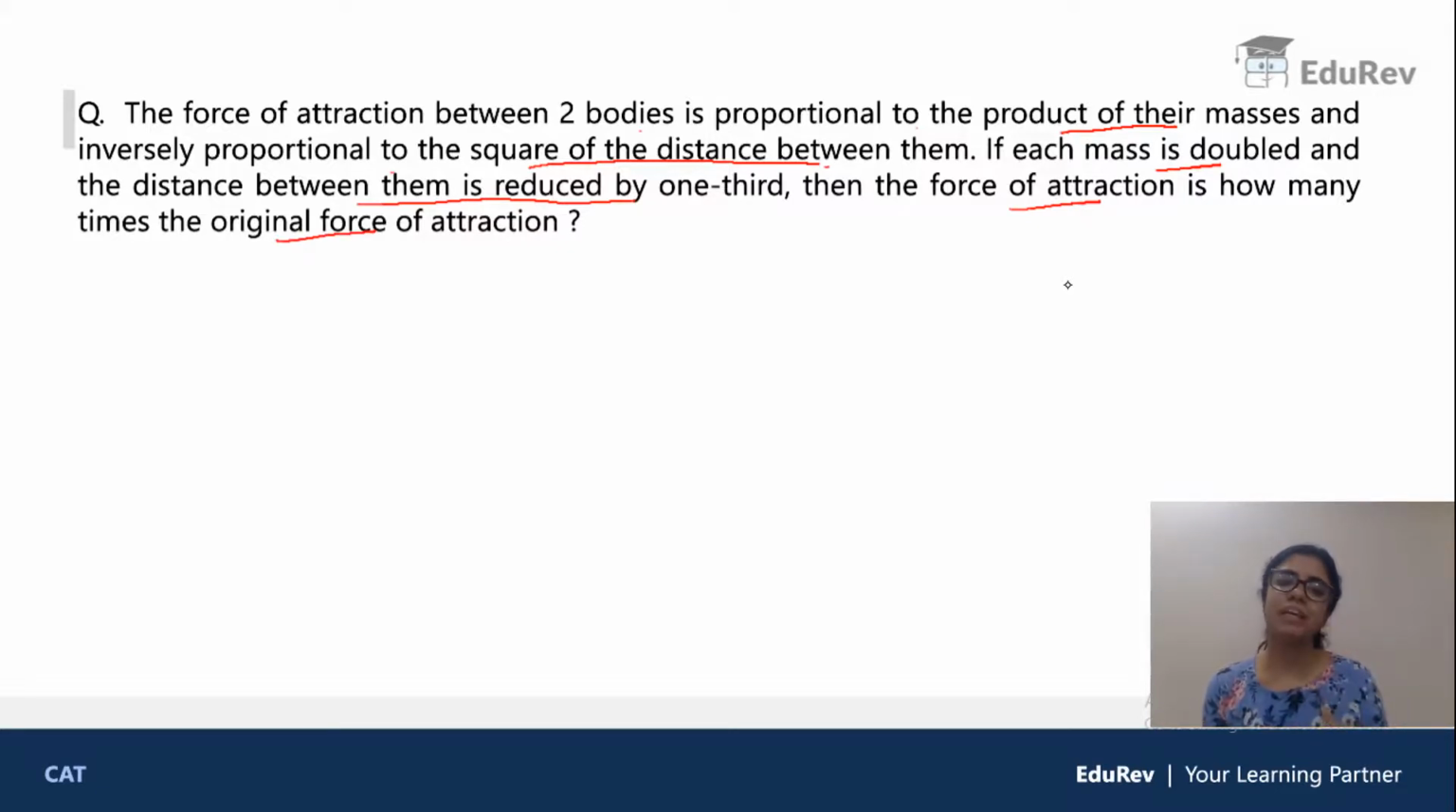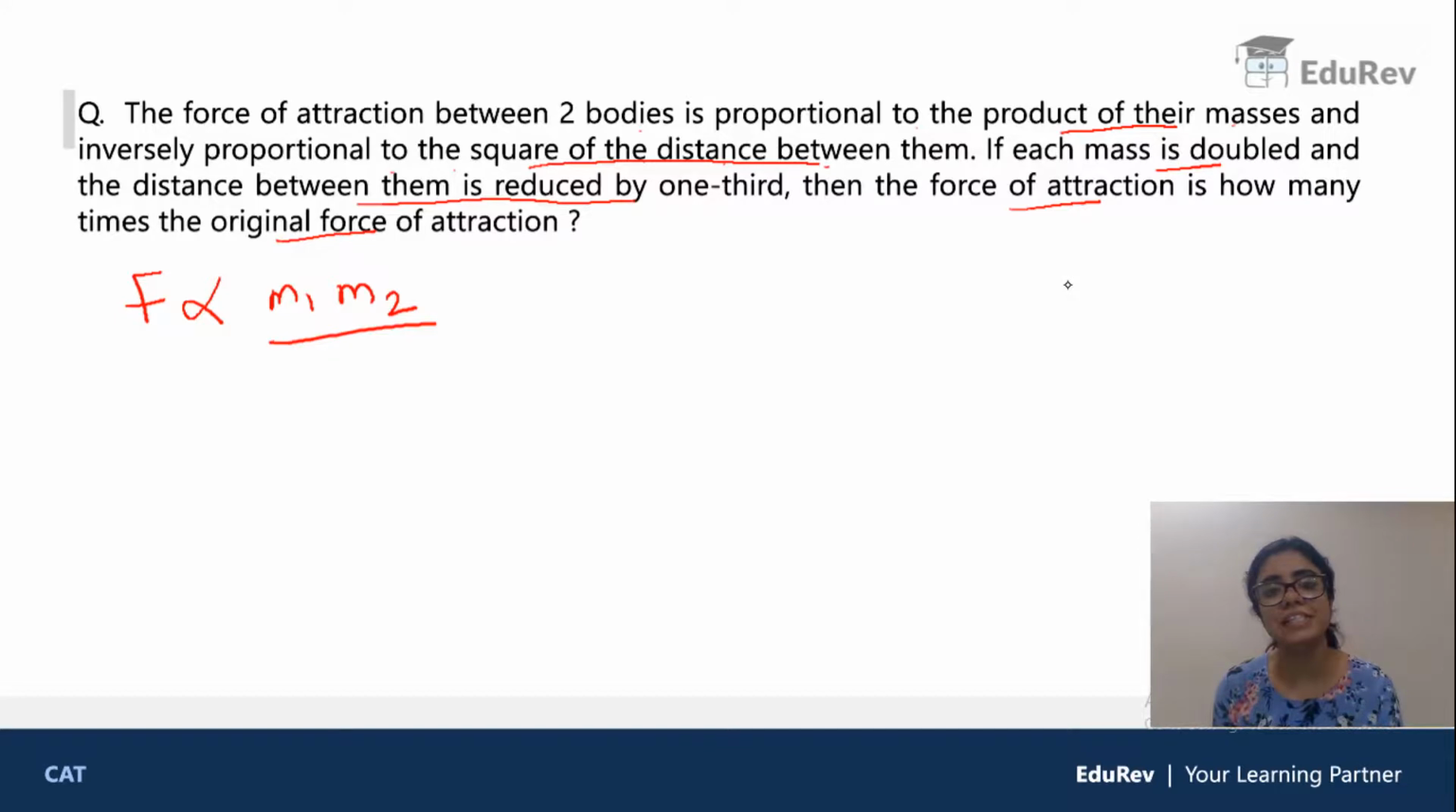See, it seems to be like a very, very difficult question, but believe me, it's a very, very simple question. What are they saying? You have a force of attraction, let's say F, is directly proportional. When they don't mention what kind of proportion, by default, it is always assumed that it is direct proportion. It is proportional to the product of their masses. You have two bodies, so product of their masses will be M1 M2, and inversely proportional to the square of the distance between them. So it is inversely proportional to the distance square.